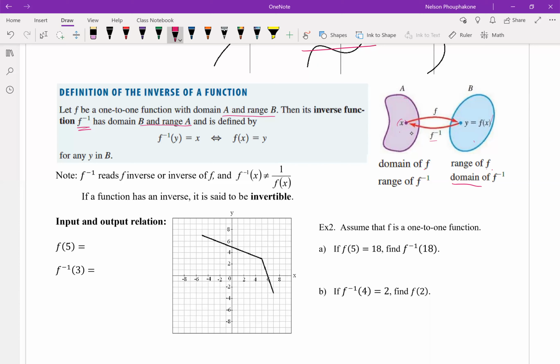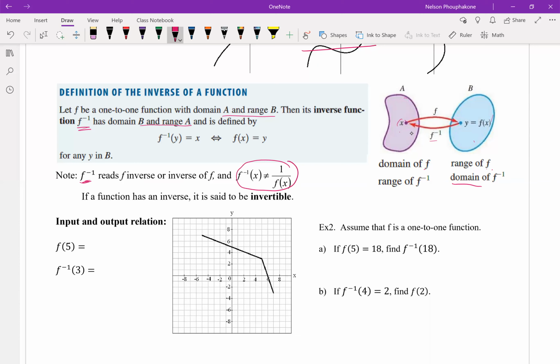Again, this notation is f inverse, or the inverse of f. Remember, it's not the reciprocal. So f inverse of x is not equal to 1 over f of x. If a function has an inverse, it is said to be invertible.